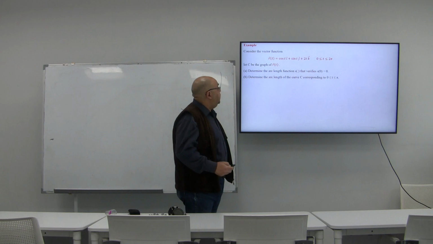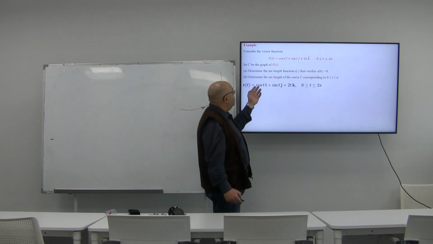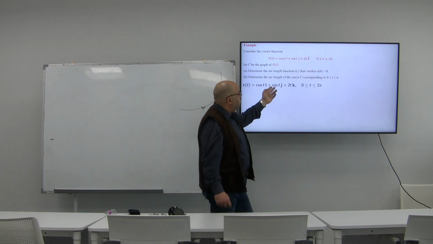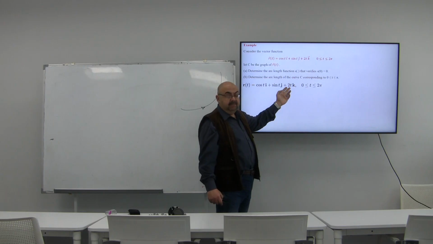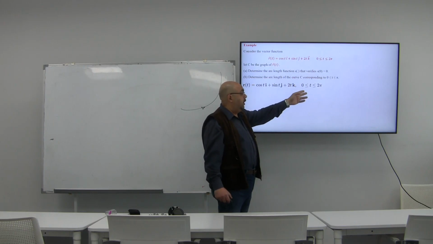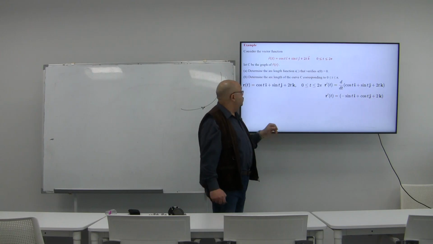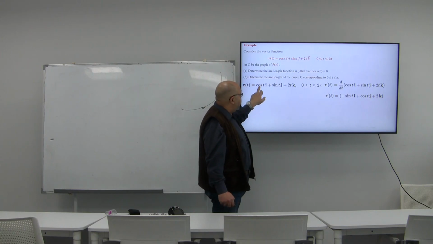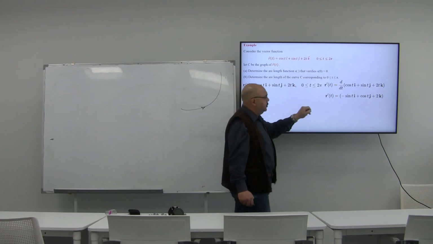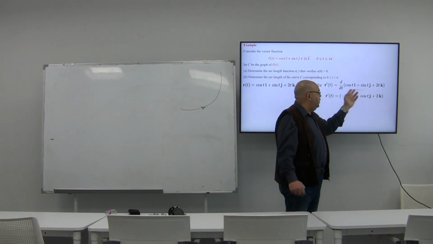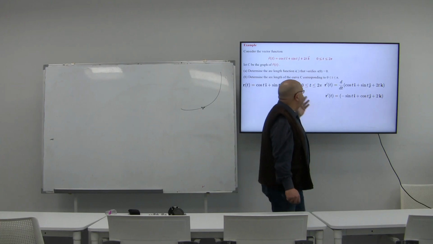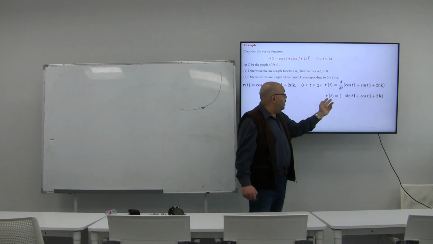Recognizing the r of t, which is going to be simply cosine t in i, sine t in j, and 2t in k, running from 0 up to 2 pi. The second step is to get r dash. So this is going to be negative sine t, that's going to be cosine t, and this is going to be 2. Now I have r dash, as you can see. So this is r, and that is r dash.